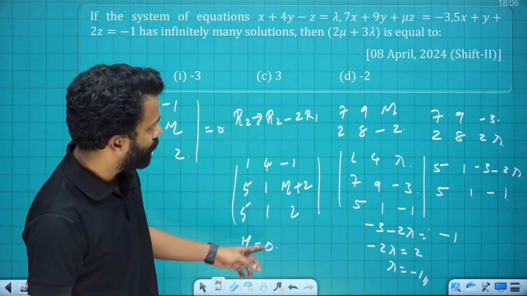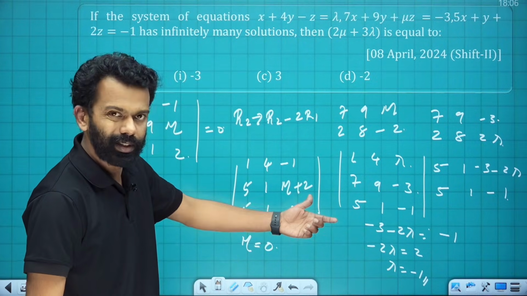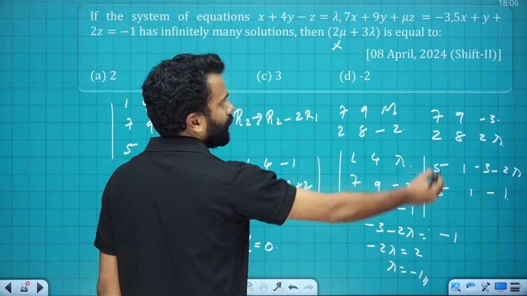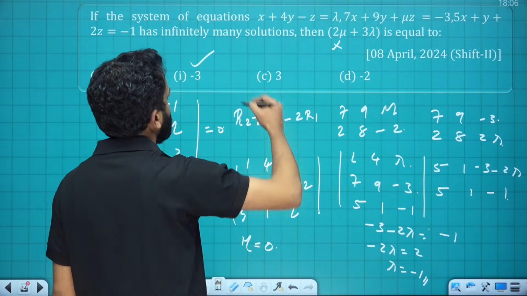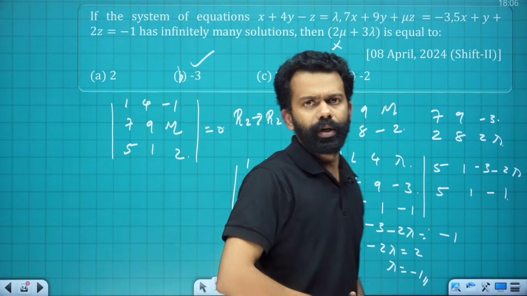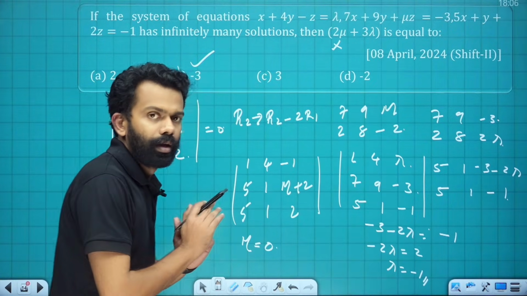So, you got the value of mu as 0 and lambda is what? Minus 1. Very easy question. Therefore, if mu is 0, this part becomes 0, and if lambda is minus 1, 3 into minus 1 is what? Minus 3. That's all. Hope you are getting the idea. Next one.